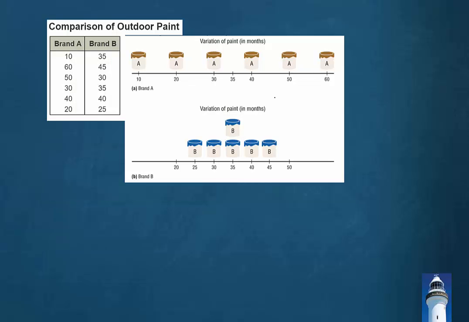So now let's look again at the variance and standard deviation for each of these data sets. The variance for group A was 291.7 and the standard deviation is 17.1. The variance for brand B is 41.7 and the standard deviation is 6.5. And looking at the distribution of these data sets, we see that it is not surprising at all that the standard deviation and the variance for group B should be less than the standard deviation and the variance for group A.